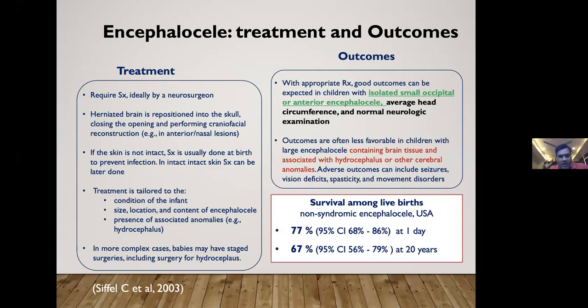So if you look at the outcomes, the isolated small occipital or anterior encephalocele with average head circumference and normal neurological examination have the best outcomes. And the outcomes are less favorable in children with large encephaloceles containing brain tissue, associated with hydrocephalus or other cerebral anomalies. If you look at the overall survival of these babies, they may survive around 77% at day 1 and up to 60% at 20 years. Again, this is data which mainly comes from the developed countries, and we don't have sound data except for some case series in our context.